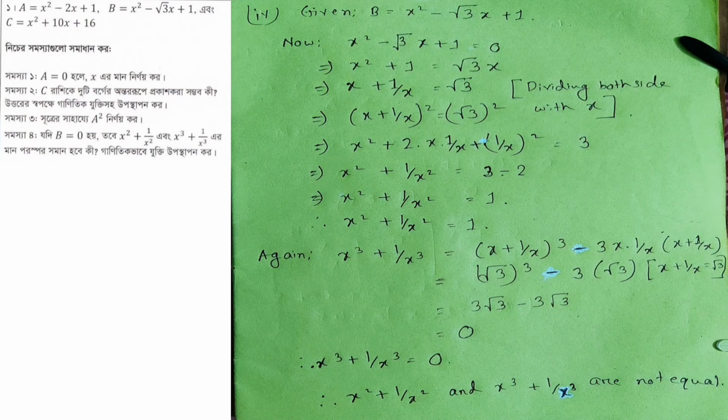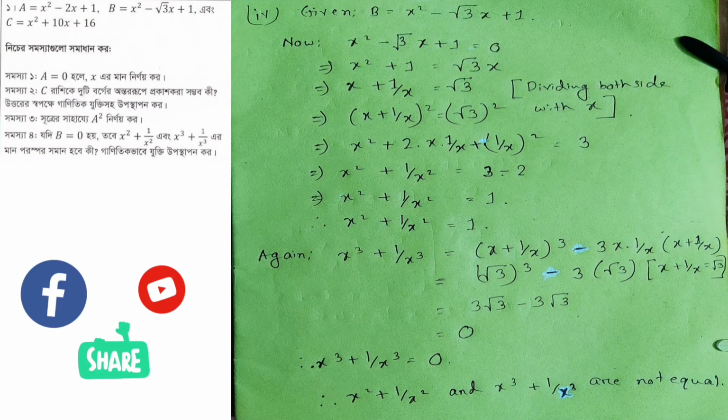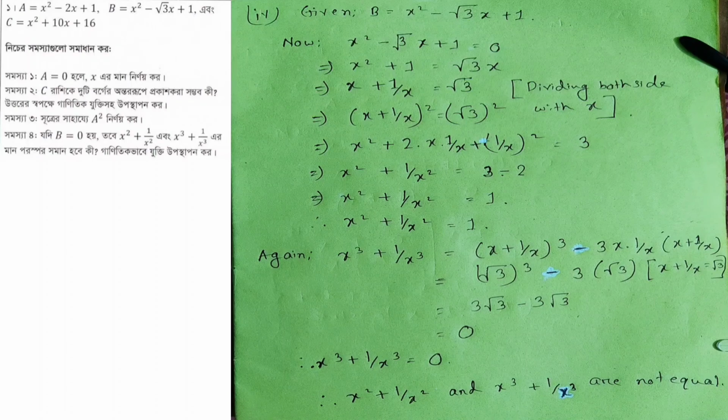At first, from the question that is given b, we have to convert into x plus 1 by x is equal to root 3, that is by dividing both sides with x, you know, and then by squaring it again we can get that x square plus 1 by x square is equal to 1. Students, you're advised to follow every step that I have written here, so these will be perfect for getting your marks, so don't try to skip any step.